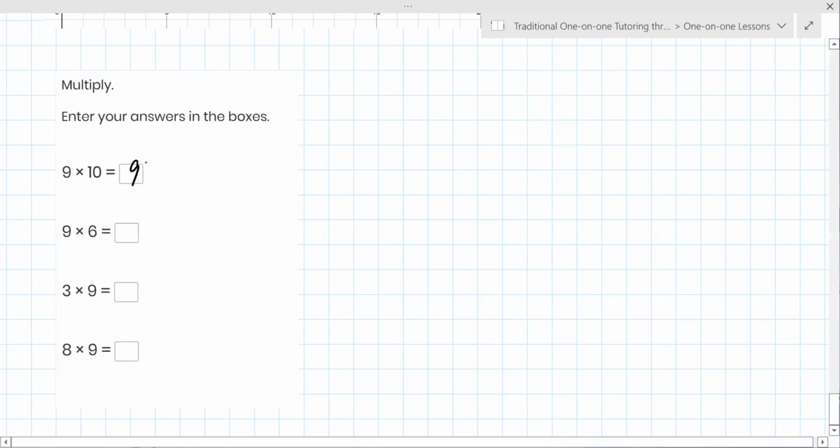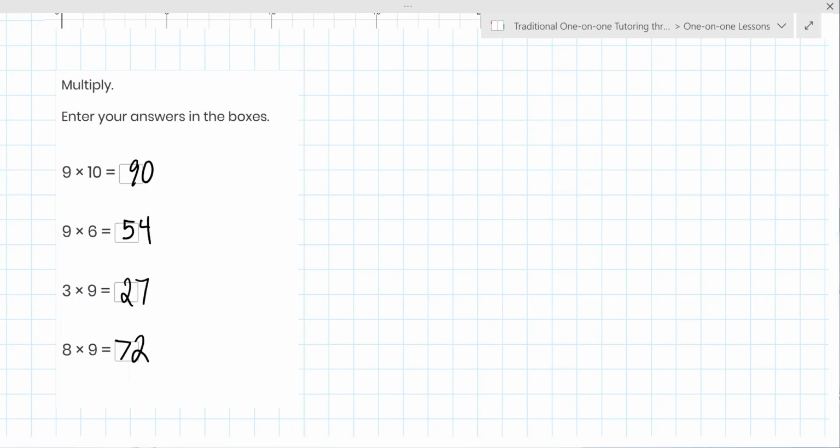9 times 10 is 90, and 9 times 6 is 54. Good. 3 times 9 is 27. And 8 times 9 is 72. Okay. Very good. All right. Let's see what else we've got here. Some more multiplication. You seem pretty strong on that. Let's just do one more set of these, and then we'll move on to something else.